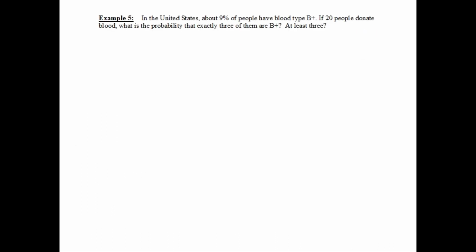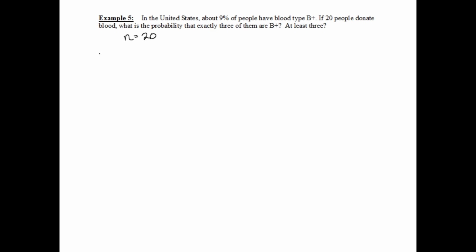In the U.S., about 9% of people have blood type B positive. If 20 people donate blood, we want to determine the probability that exactly 3 of them are B positive, and then we'll do at least 3. So first of all, we need to define success. Even before that, we should notice that this is a binomial experiment. We have a repeated number of trials. We can consider each person to be a trial, and therefore the number of trials here is 20.